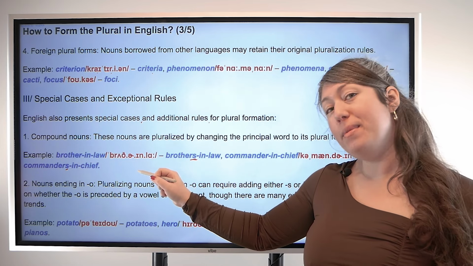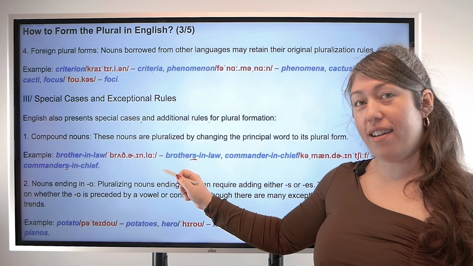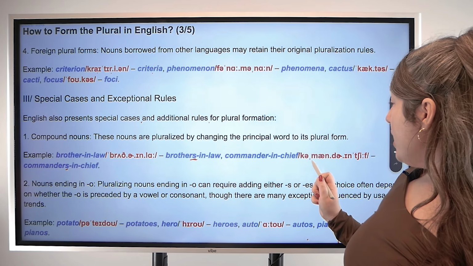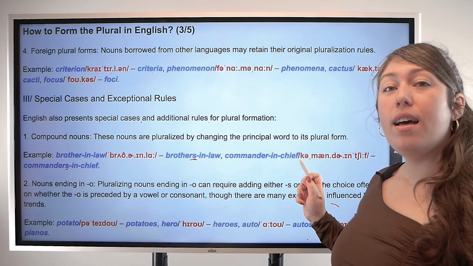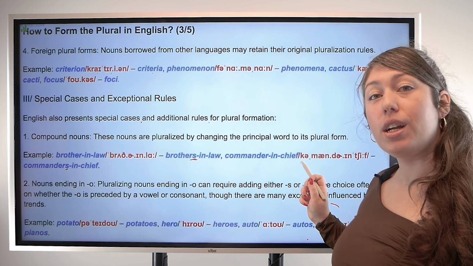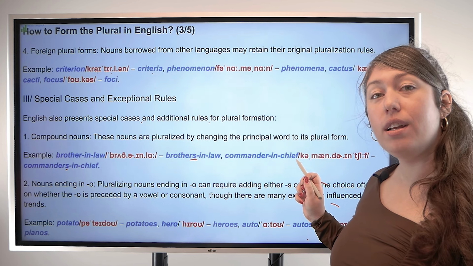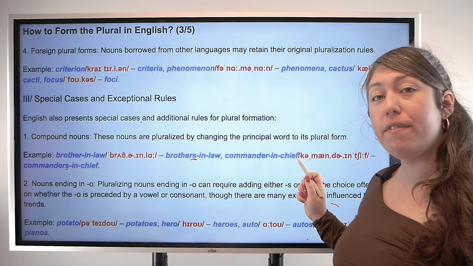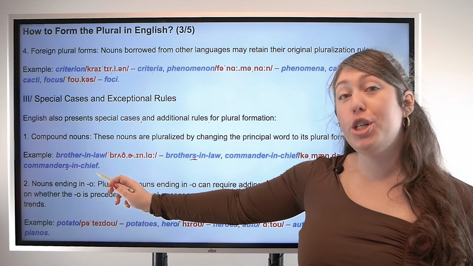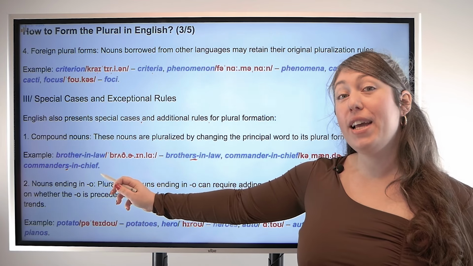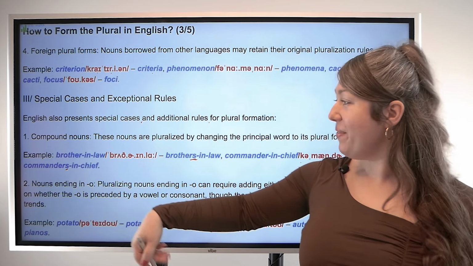Brother-in-law becomes brothers-in-law. And commander-in-chief, one more time, commander-in-chief becomes commanders-in-chief. Good.